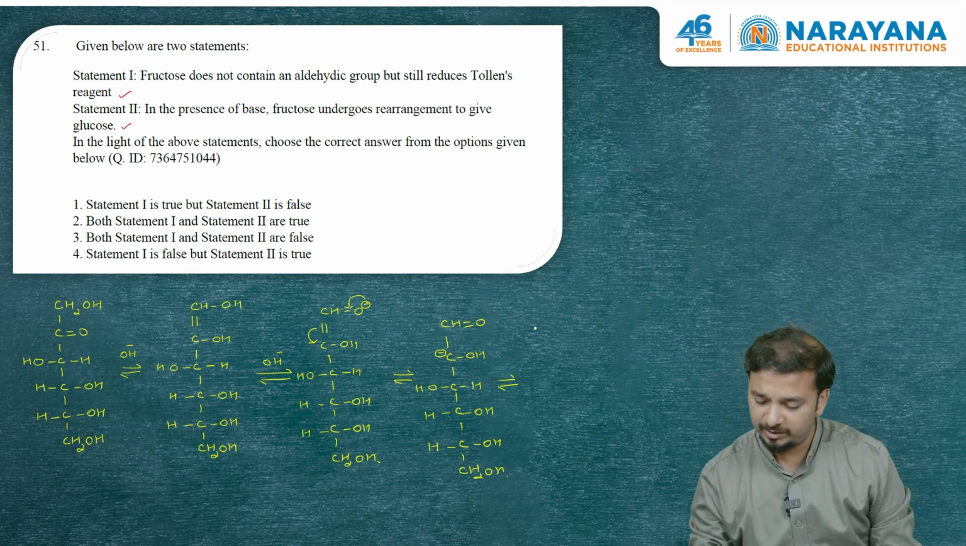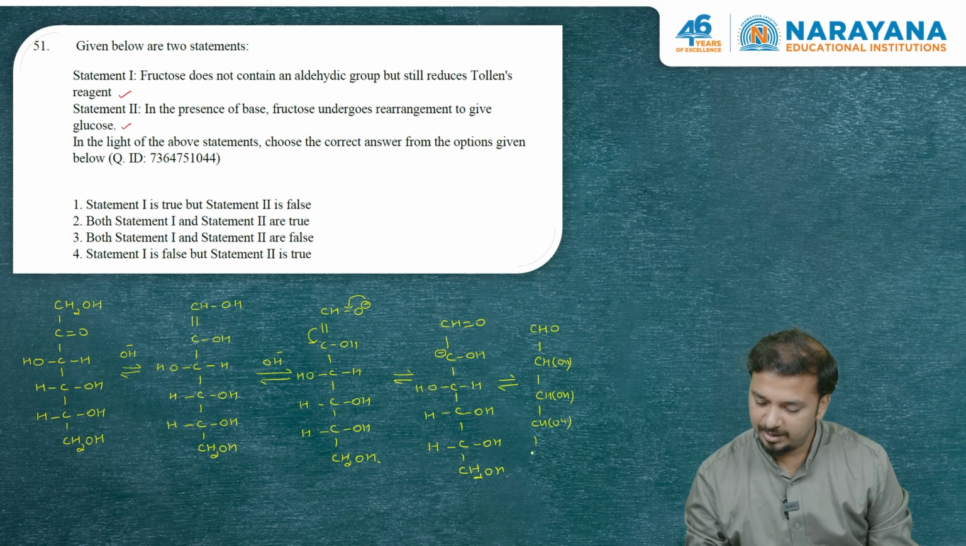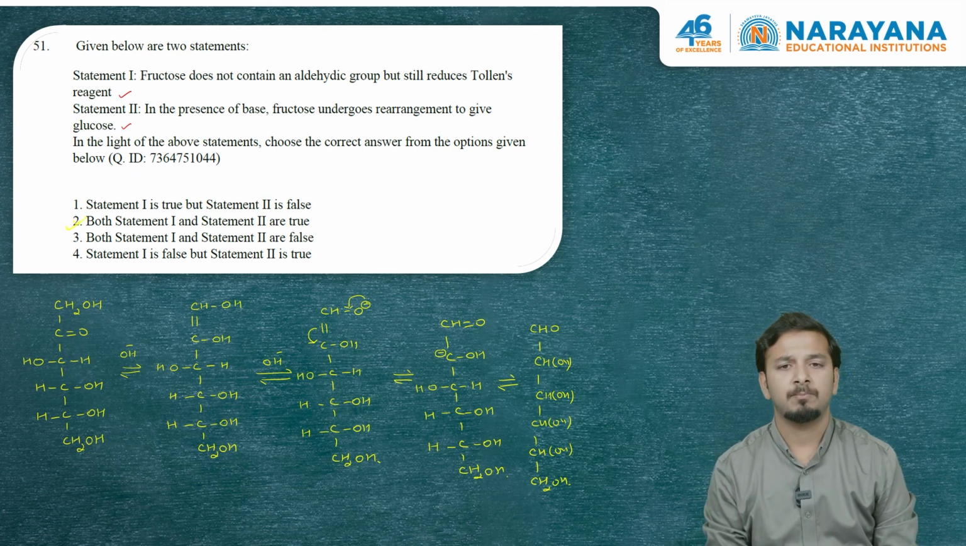So because of this aldehydic group which is coming on the first carbon, it is giving us the Tollens test. So in this question, both statements are correct. So the correct answer for this is option number 2.